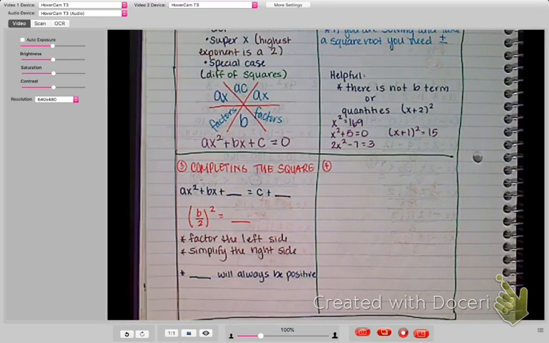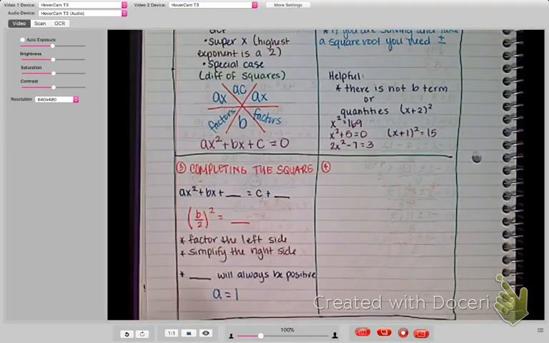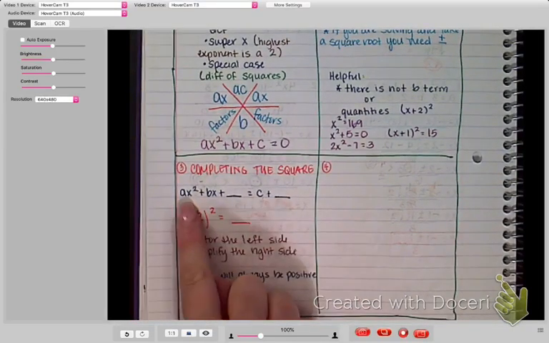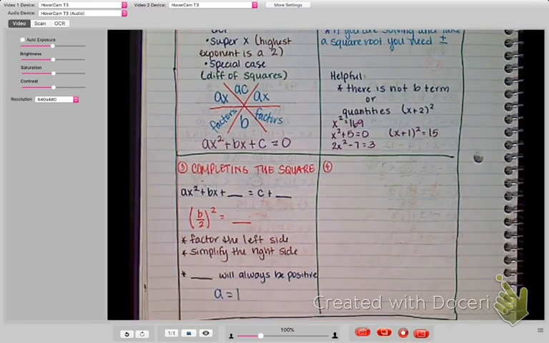And then probably the one thing that most people forget is your A value has to equal 1. So if you're in this form and you notice that A is not 1, remember you need to divide through in order to get A to equal 1.